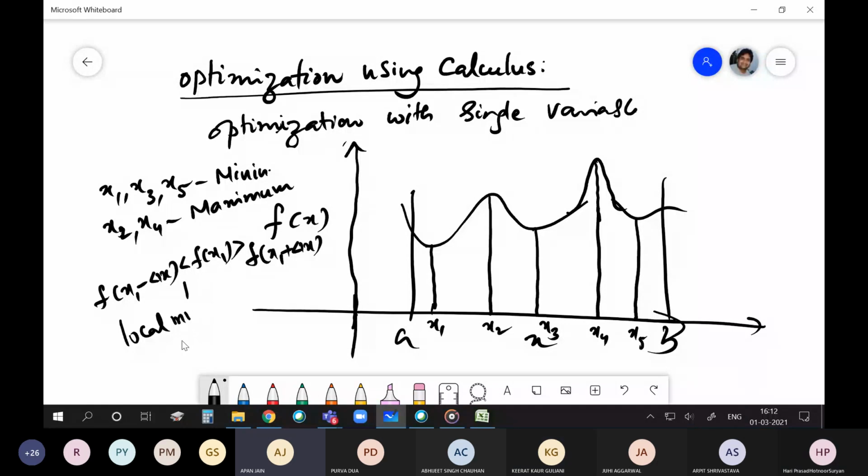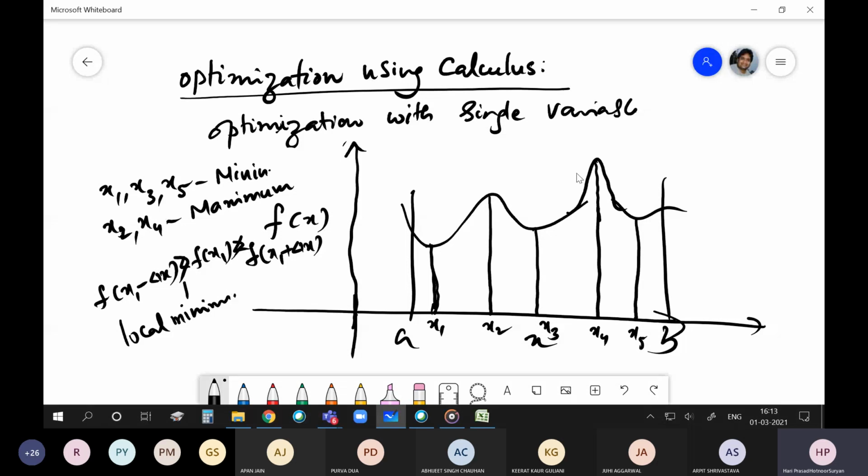The signs in this equation, less than and greater than, will be inverted. Sorry, it should be greater than on one side and less than on the other. This is for the local minimum. Similarly, you will have the local maximum.